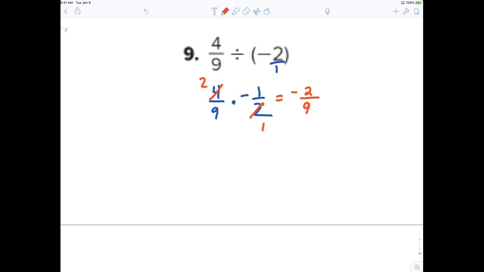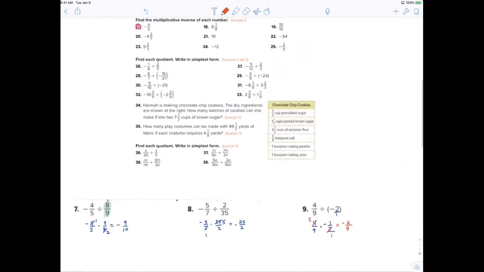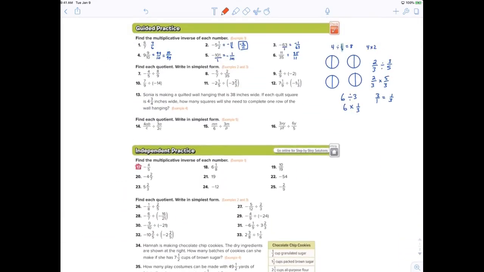Again, remember, the only thing I asked you to do was, you don't have to write the original problem, but write the reciprocal down. That step has to be down. All right? All right, now let me grab the next 3, and we'll get started.